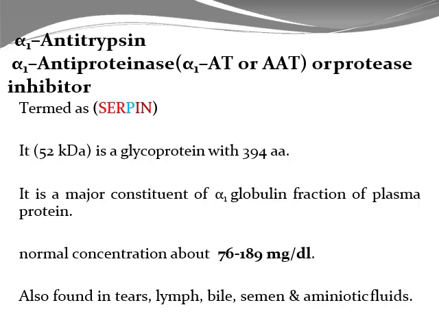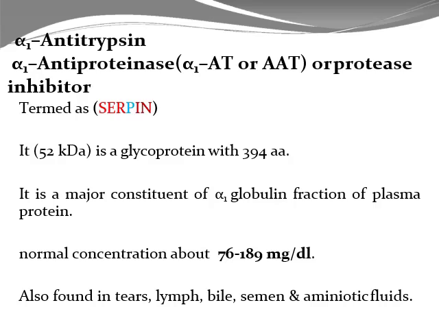The next plasma protein that we'll discuss is alpha-1 antitrypsin, also denoted as alpha-1 antiproteinase. In short, we call it alpha-1 AT or AAT. This is a plasma protein which is also a glycoprotein like others and made up of 394 amino acids. This basically is a globulin protein, mainly the alpha globulin part, a subtype of the globulins. Normal concentration is around 76 to 189 mg per deciliter and it is also found in tears, lymph, bile, semen and amniotic fluid as well.